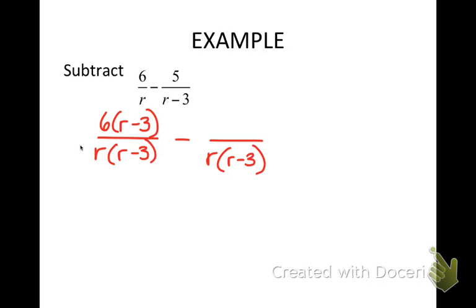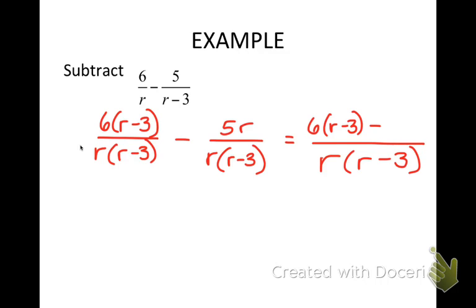So if I canceled them out, I would get right back to my 6 over r. Now let's go over to the other fraction. Here I already had the r minus 3. I was missing the r, so that means I need to multiply that 5 also by an r. Is everybody okay with that step? Okay, so now my denominator is the same. So now my resulting fraction will be r times r minus 3 in my denominator. In my numerator, I'm going to have 6 times r minus 3 minus 5r.